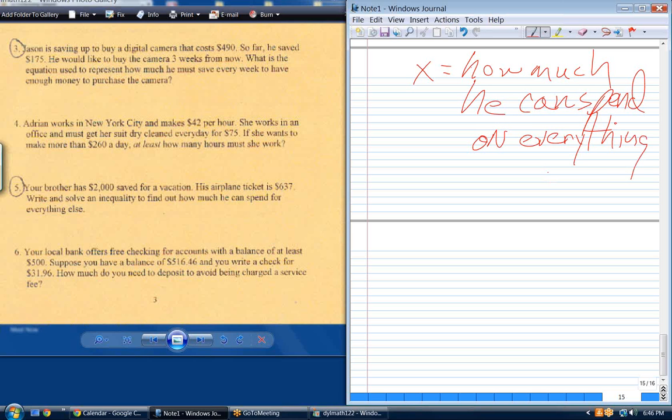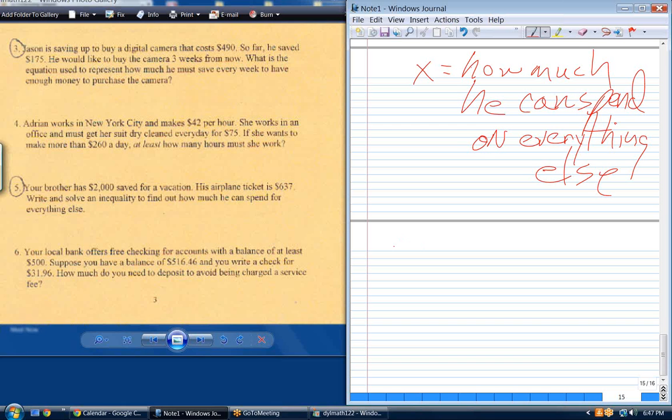Now, I realize that when you're taking a test, you don't want to waste time doing that. But it's so critical to know what X means that if you at least practice in your homework doing it this way, then when it comes time to take the test, your thought processes will be correct. You'll start off thinking about what the variable should be and what it means. So what's the inequality that I can write?